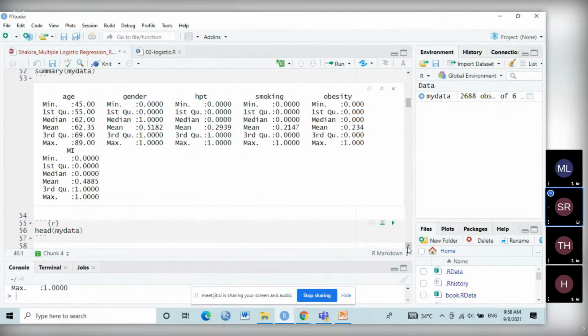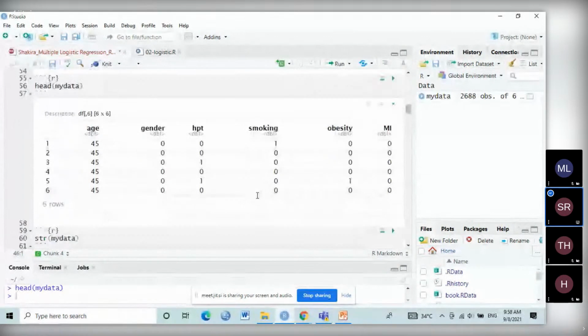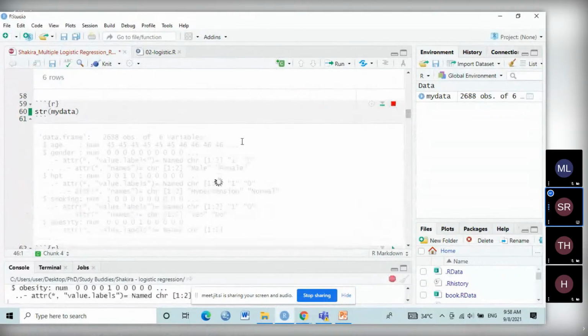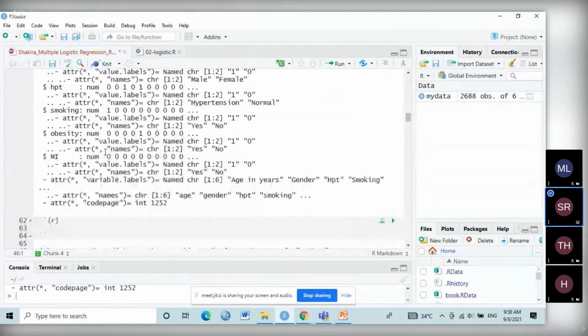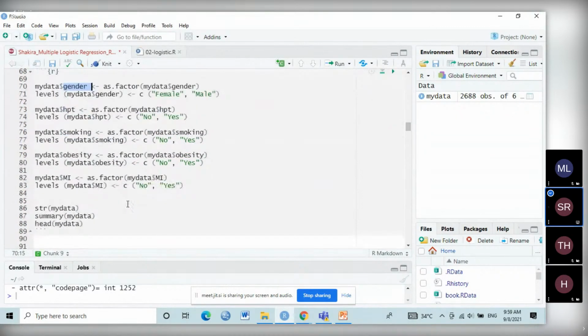Actually from SPSS it was already nicely labelled, but when read here it becomes number. We check again, it is in the form of 0 and 1, so it is in the form of numbers. So first I need to change the number type to factor type. Let's say gender as a factor, and then rename its codes as male and female, and do the same with the rest of the variables, including MI.